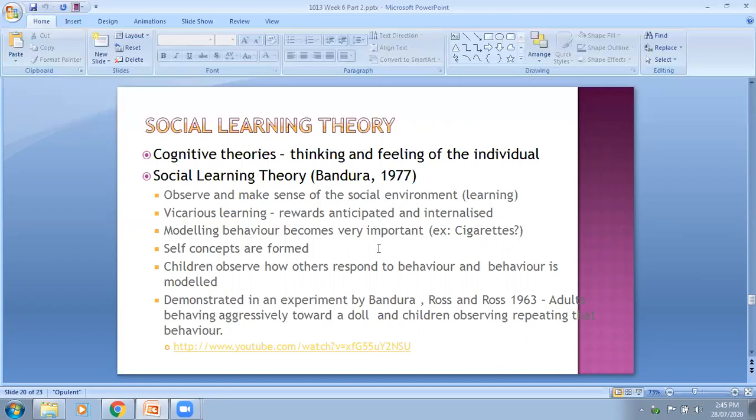So this is where all their self-concepts are formed, through social learning, through watching other people, because children observe how others respond to behaviour, and behaviour is modelled.